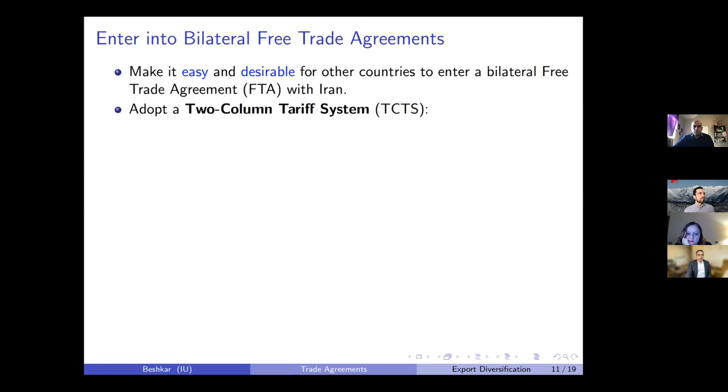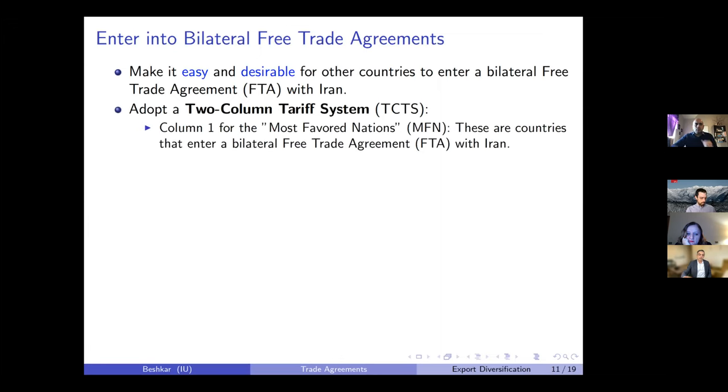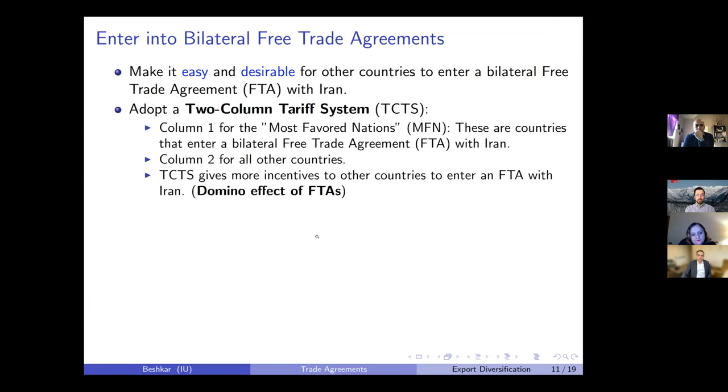So Iran could adopt a two-column tariff system, where you have column one for the most favored nations. These are the countries that enter an FTA with the country. And then you have a column two tariff, which is for everyone else who is not a part of your free trade agreements.